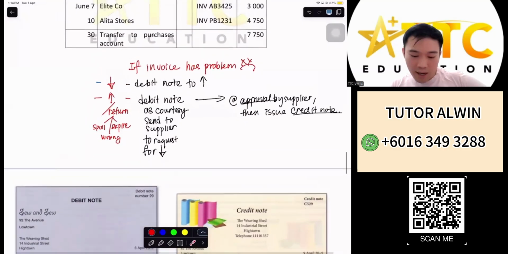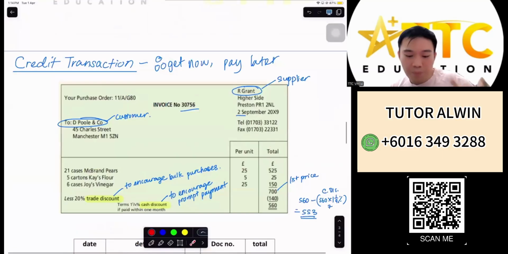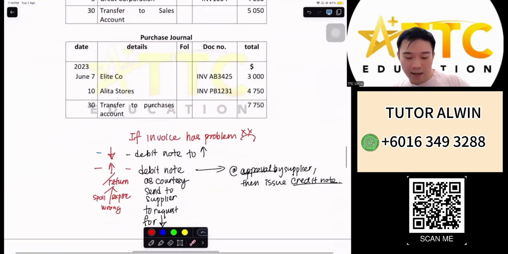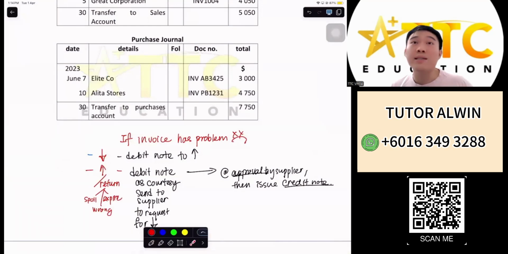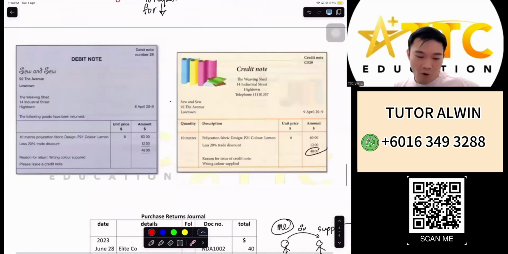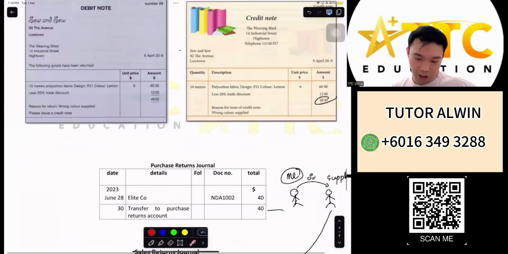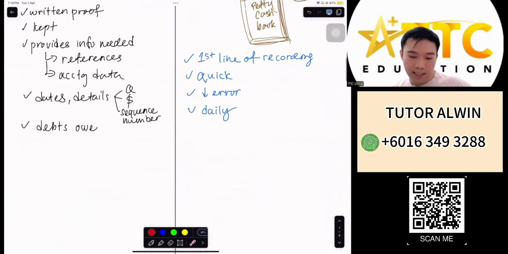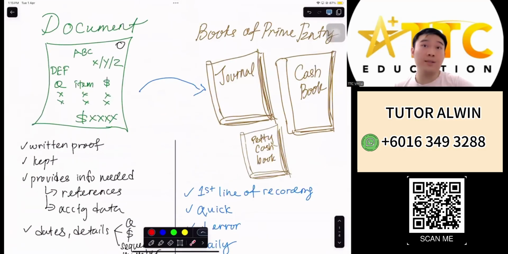Now, debit note has multiple functions. One is to increase your price. Instead of reissuing another invoice, they use a debit note. You inform your supplier, and then your supplier will issue a debit note to increase your invoice amount. So this is for our credit transactions. These are some of the documents and books of prime entry that we'll be seeing in your syllabus. All right, so we stop here.